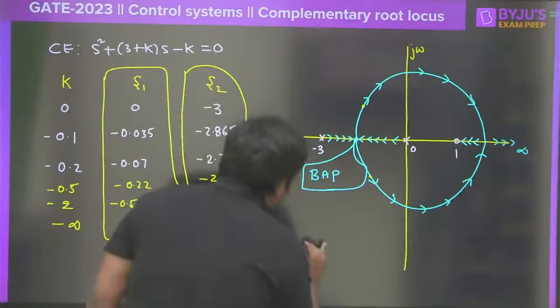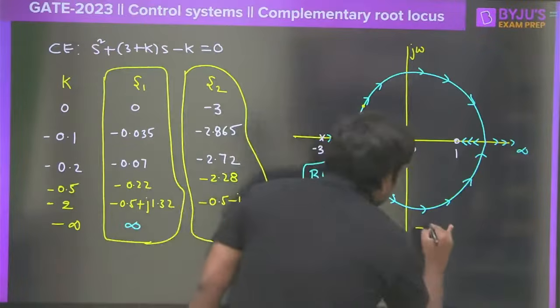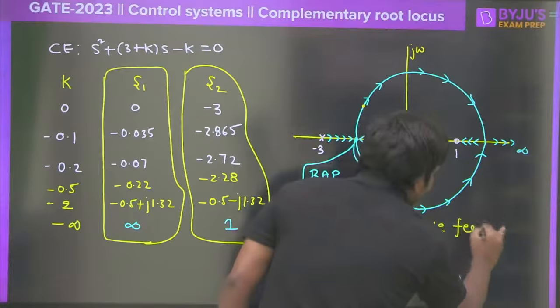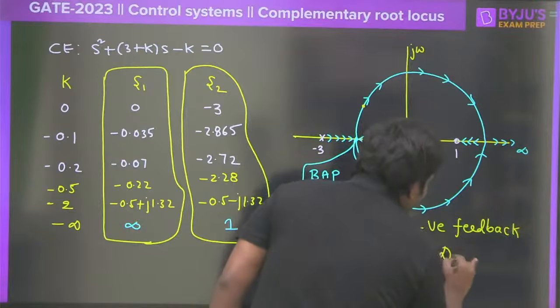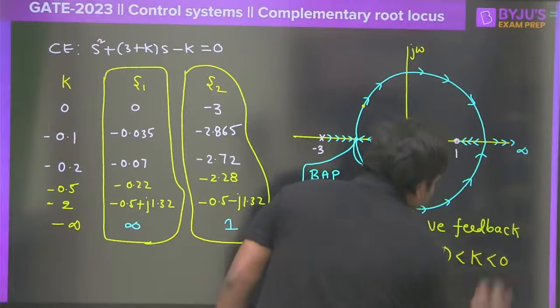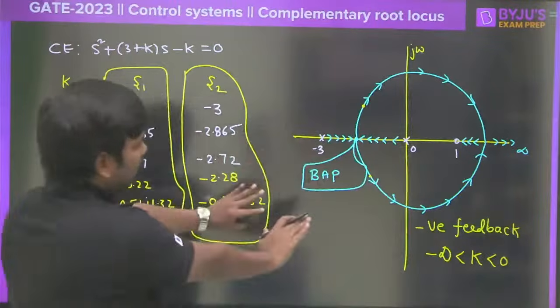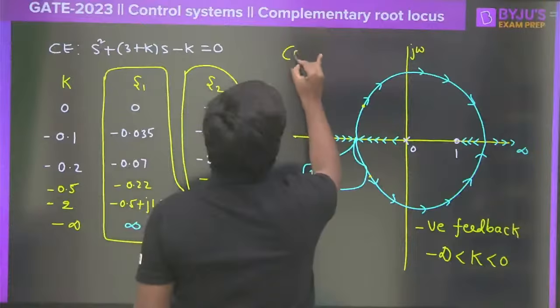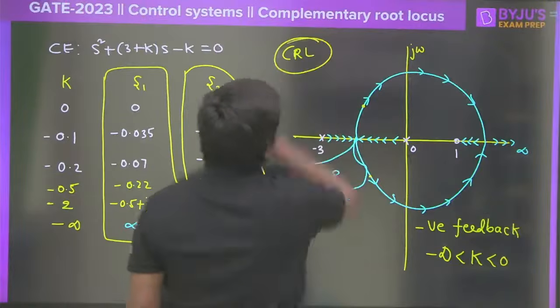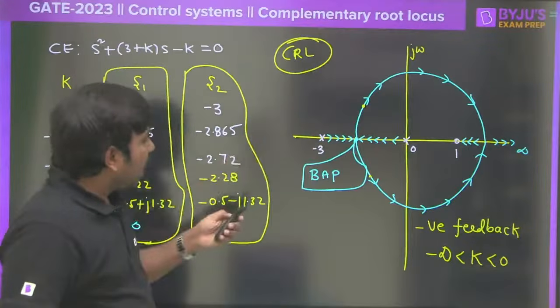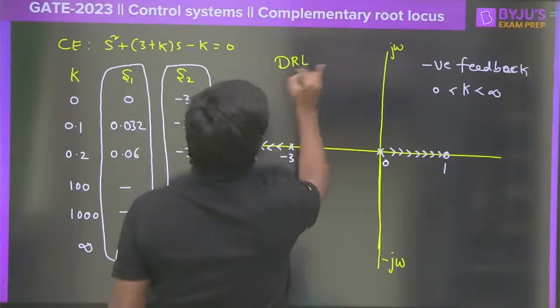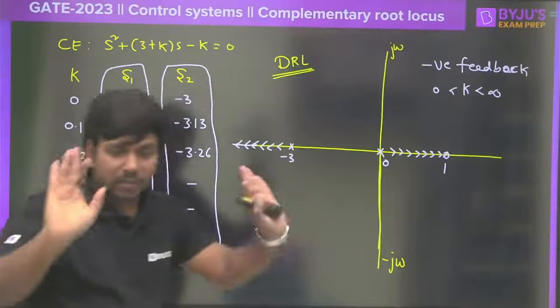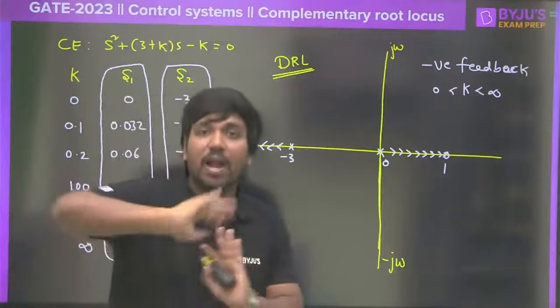So that means, let me summarize here. We used the negative feedback only still, right? Negative feedback. But the interesting fact is, we have changed the value from minus infinity to 0, right? And whatever we got here now is called a complementary root locus, clear? It is called a complementary root locus, and whatever we have done earlier is called a direct root locus, clear? Direct root locus. That is the exact meaning of complementary root locus and direct root locus.